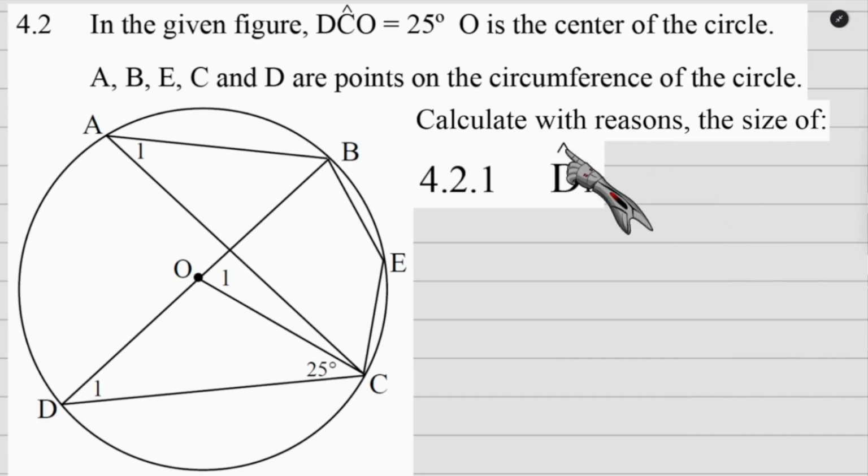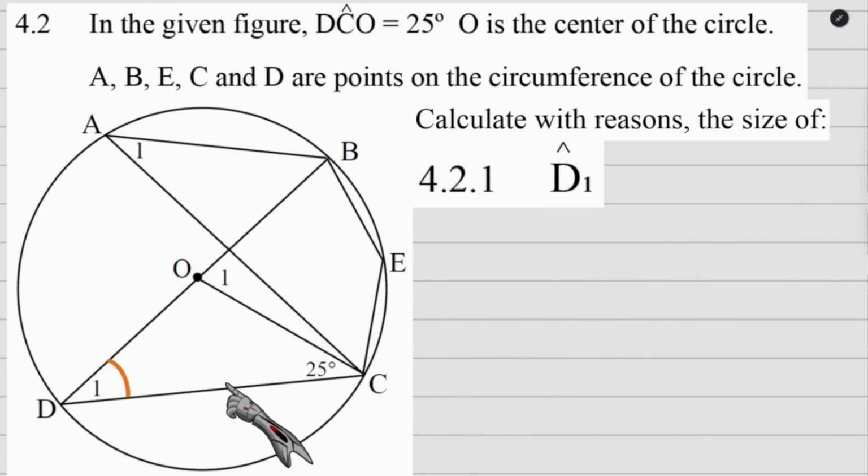Okay, getting to the juicy questions. This angle is 25, that's been indicated there. O is the center, that's quite important. These points are on the circumference, and then first up I need to get D1. So D1 is over here. And D1 is touching a very special line. There's a sneaky weasel alert, but there's a radius on the loose.